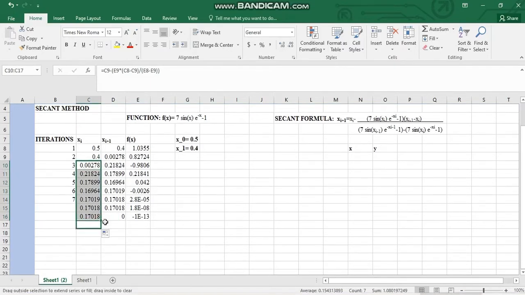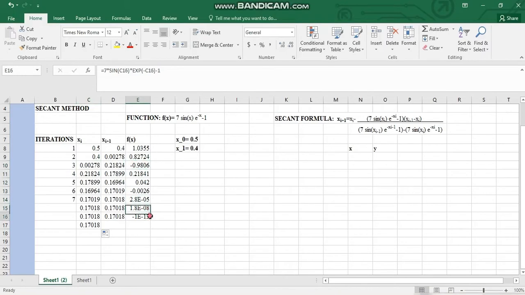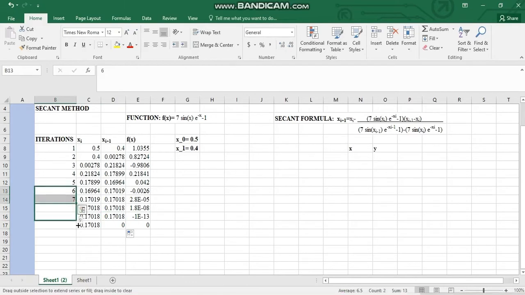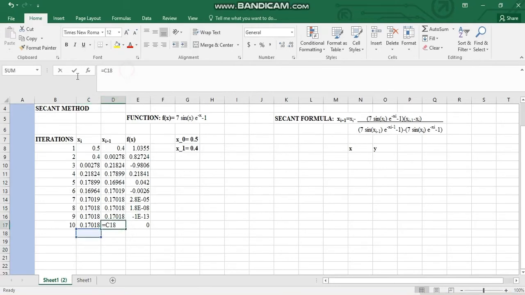Until the function will become 0. As you can see, we can terminate it now since the function becomes 0. Then we will change the value of 0 as the last iteration, since this will be constantly 0.17018.